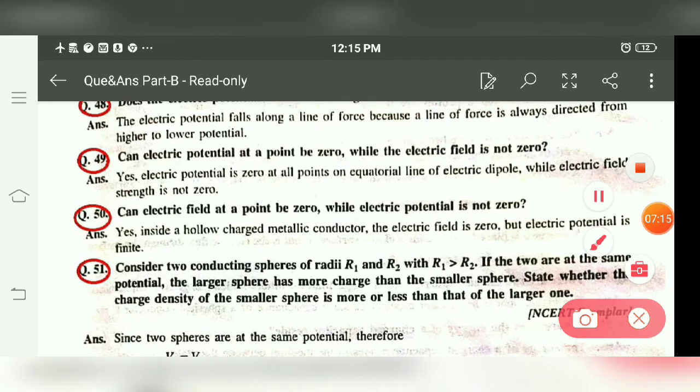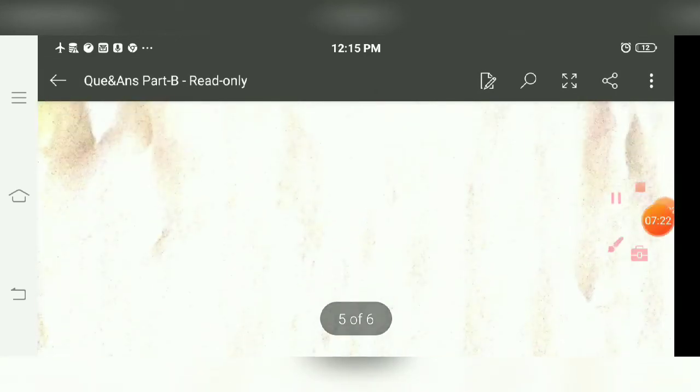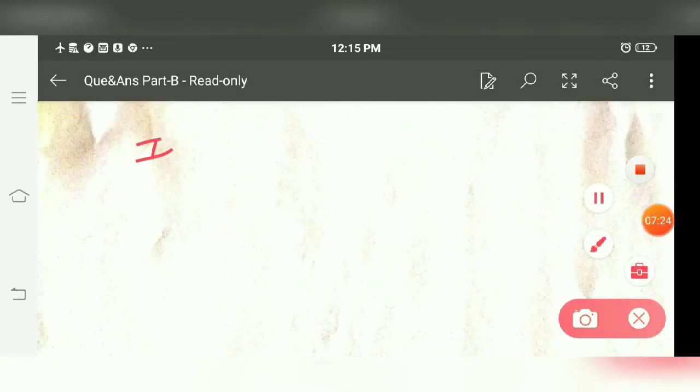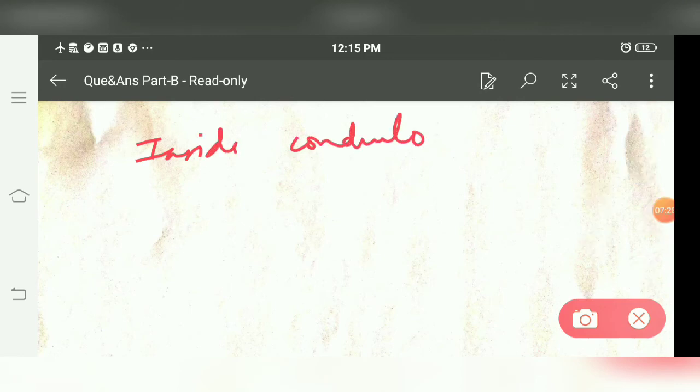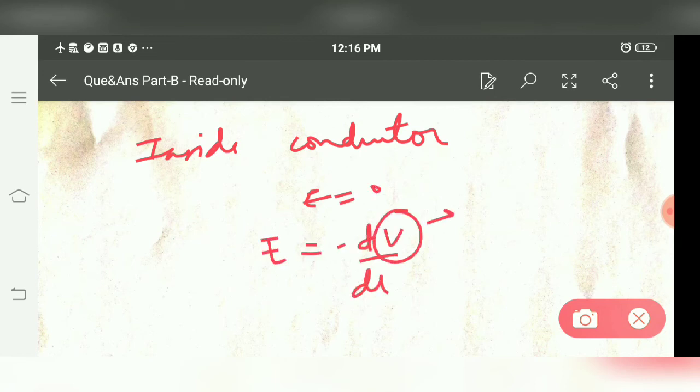Next is, can electric field be 0 but electric potential not 0? Yes. If we talk about inside a charged conductor, inside a conductor E is always 0, but from this relation E equals minus dV by dr, V is never 0.